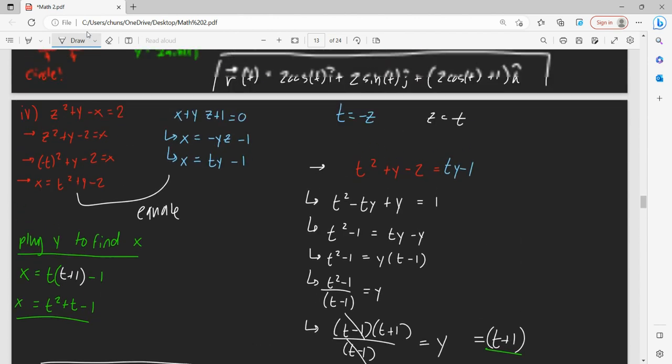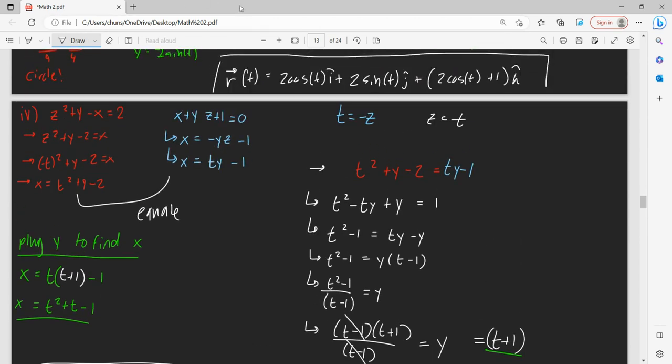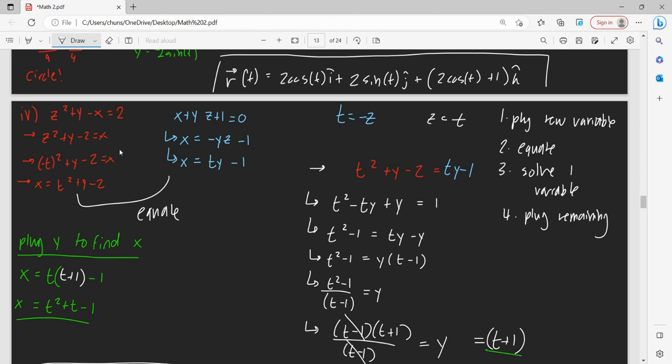So that one had a lot of rearranging to do. Basically, plug in whatever your new value is. So plug in the new variable, equate equations, solve for one variable, and then plug in for the remaining.